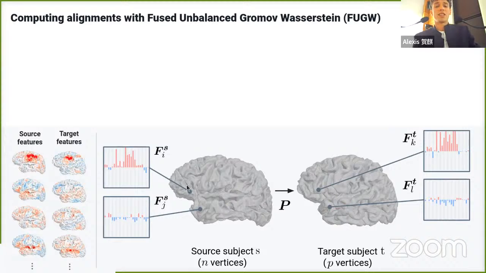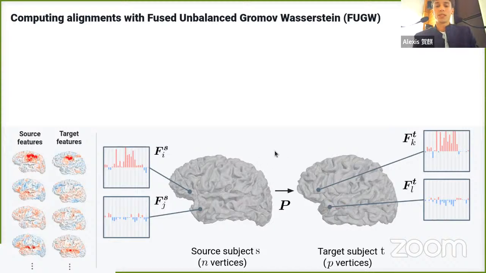Another way to look at this data is to look at it from the vertex perspective. So that's what we've seen in Brain Cockpit. So we can describe this particular vertex right here as its response to a wide series of stimuli. And what we want to compute is what we call an optimal transport, a transformation P, that would map together vertices in the two brains.